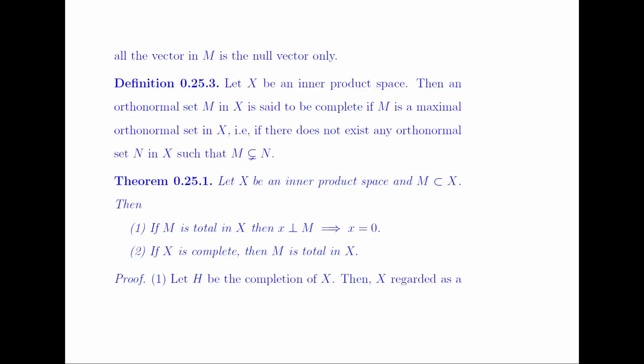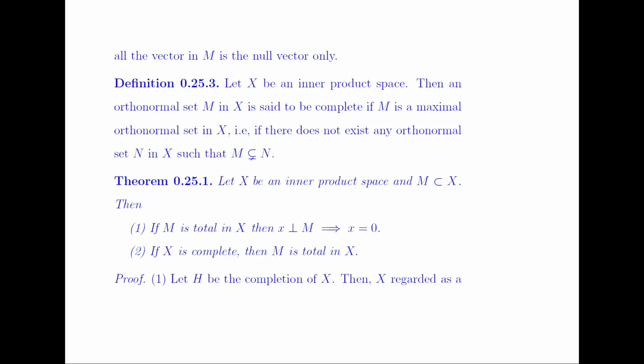And further, let X be an inner product space. Then an orthonormal set M in X is said to be complete if M is a maximal orthonormal set in X, that is, if there does not exist any orthonormal set N in X such that M is a proper subset of N.